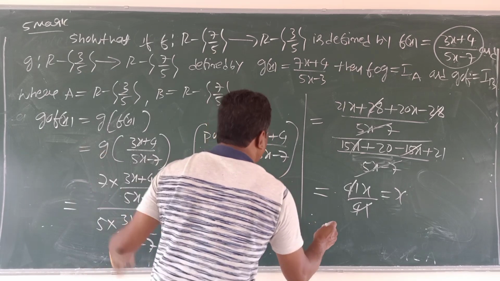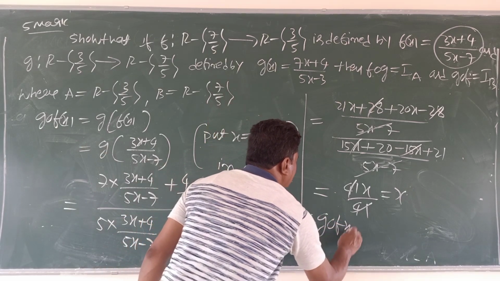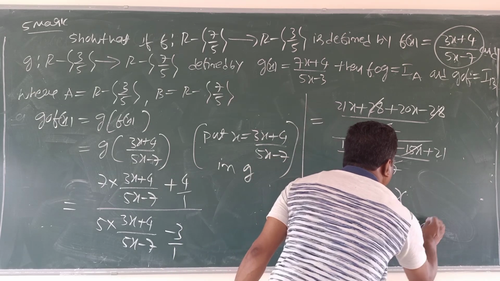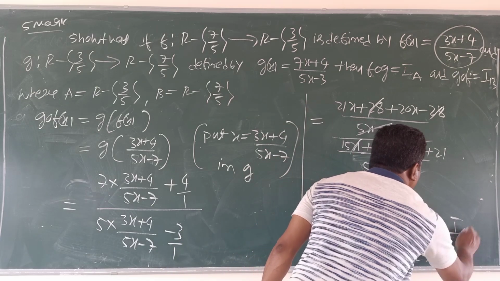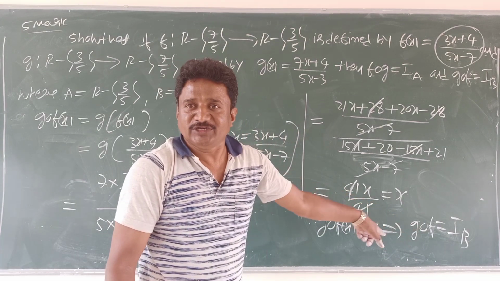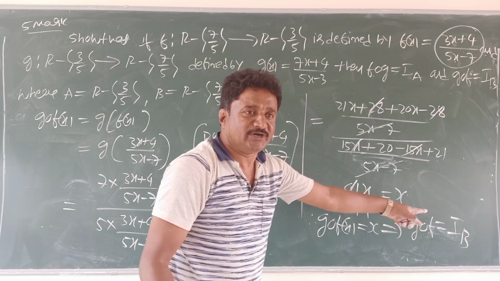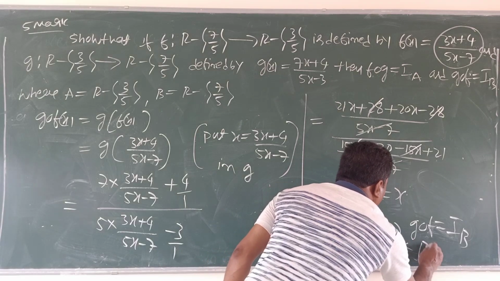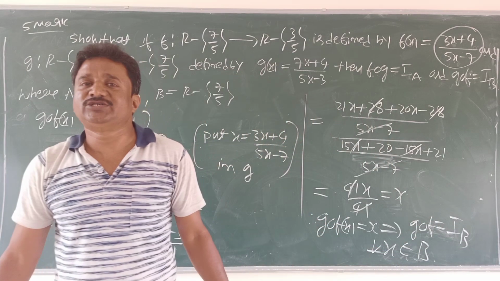Therefore, we proved gof(x) is equal to x. That implies gof is what? I_B. Gof is the identity function. Here you write: for all x belongs to B.